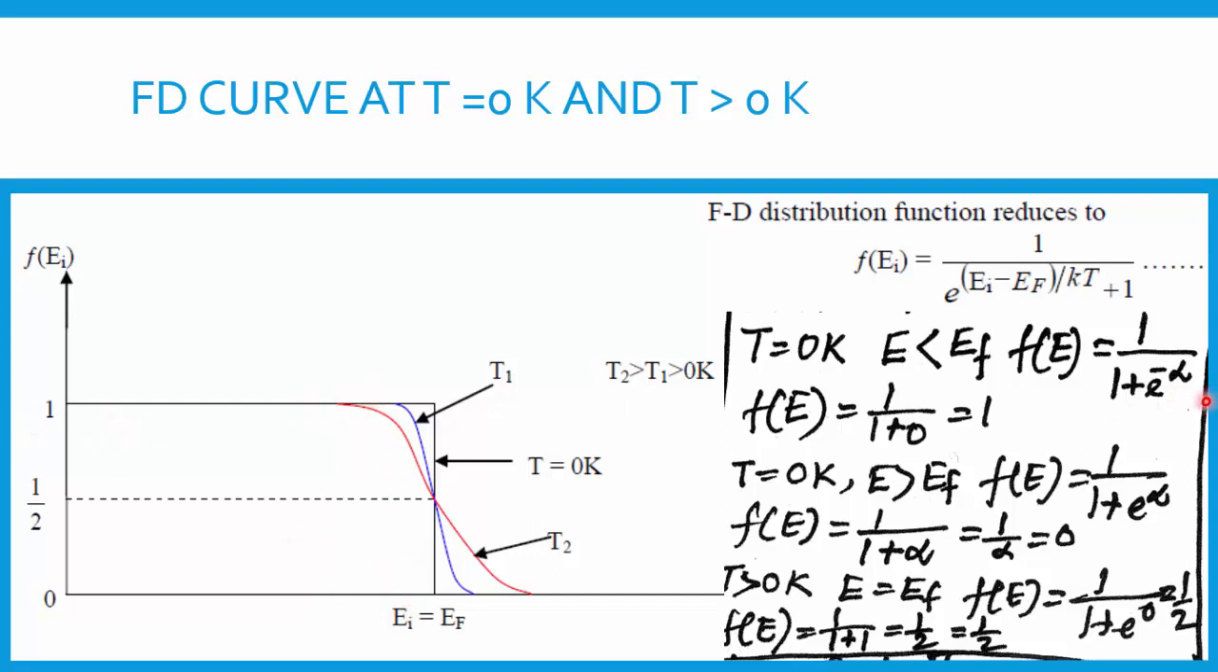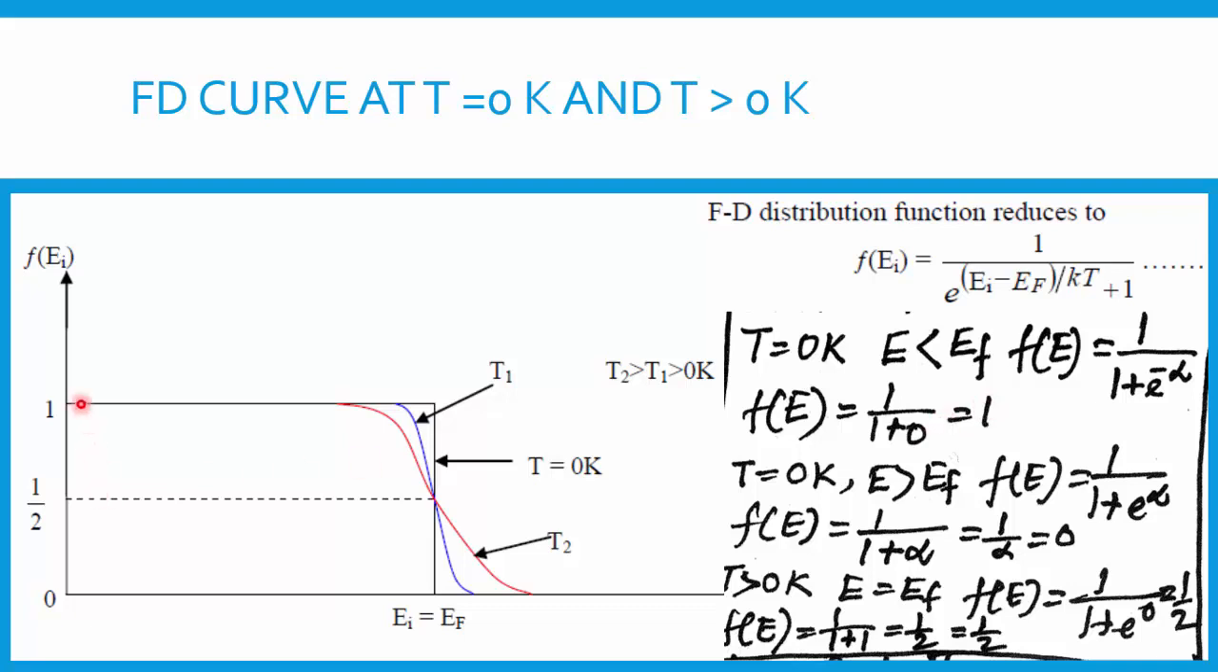So let me prove it mathematically. If I substitute T equal to 0 Kelvin here, the denominator becomes E minus EF, so this numerator is negative. Negative divided by 0 gives you e to the power of minus infinity, and this becomes e to the power of minus infinity plus 1. E to the power of minus infinity, you get it as 0, so 1 plus 0 will give you 1.